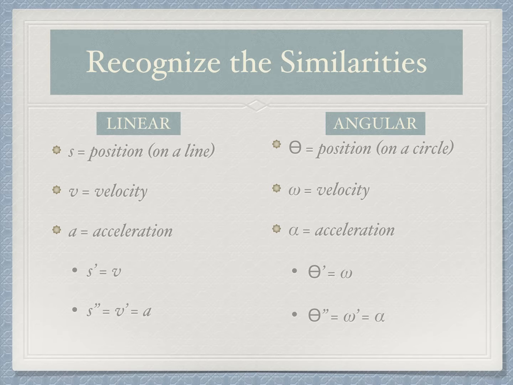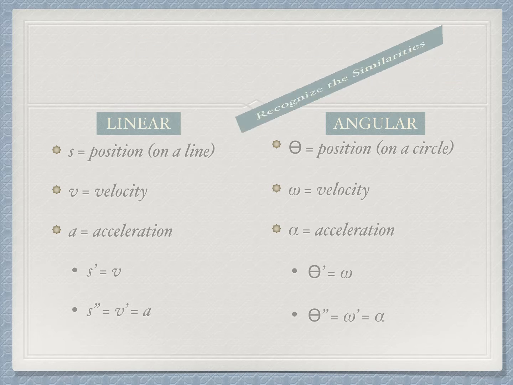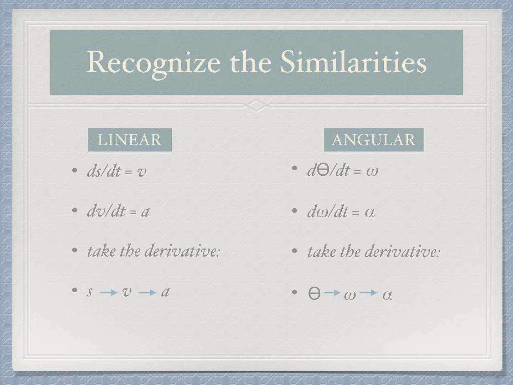So again, more similarities. The derivative of position is velocity. The derivative of velocity is acceleration. Just like in angular, the derivative of theta is omega, and the second derivative of theta, or the first derivative of omega, is alpha. So derivative-wise, linear and angular, you treat them the same way. If you want to go from position to velocity, you take the derivative. If you want to go from velocity to acceleration, you take the derivative, regardless of whether it's linear or angular.